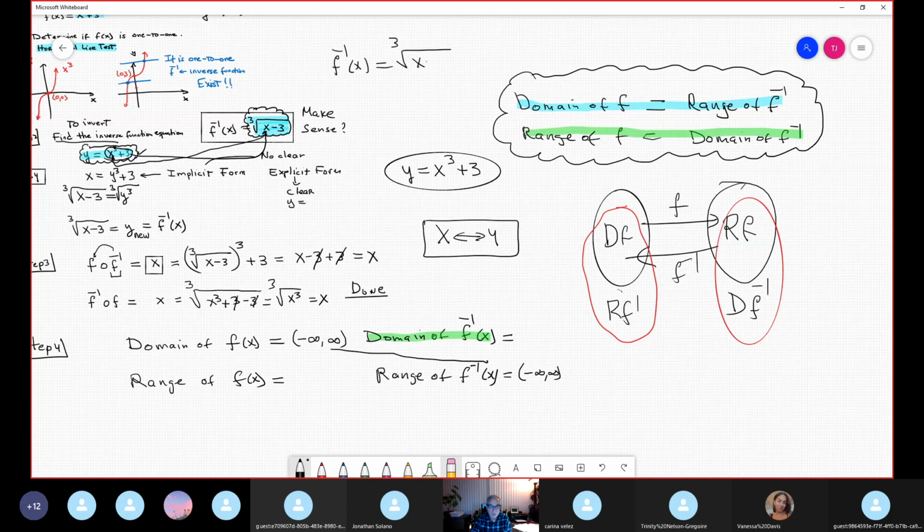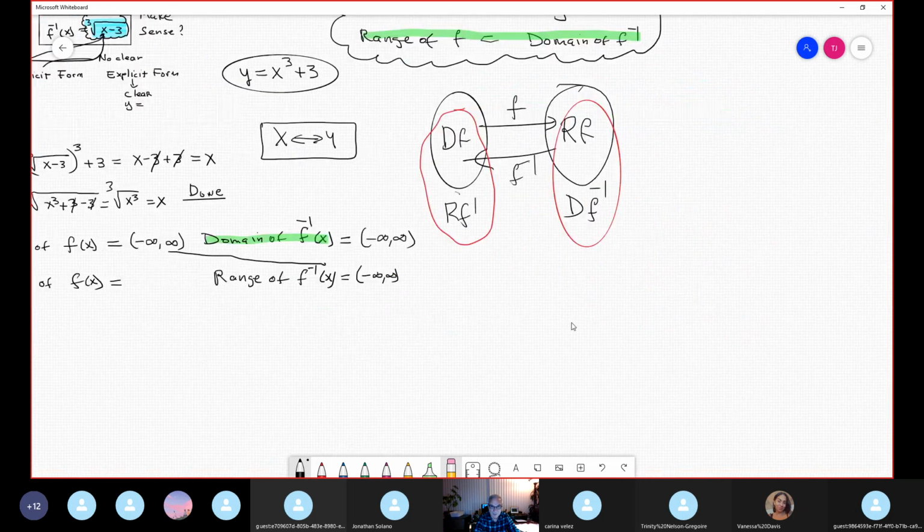Cubic root of x minus 3. Oh, I know. The domain of the cubic root, I know it's already all real numbers. Remember, the only one that has a restriction is the square root. But when the index of the root is an odd number, no. Okay, look, let me explain. You know very well this fact.